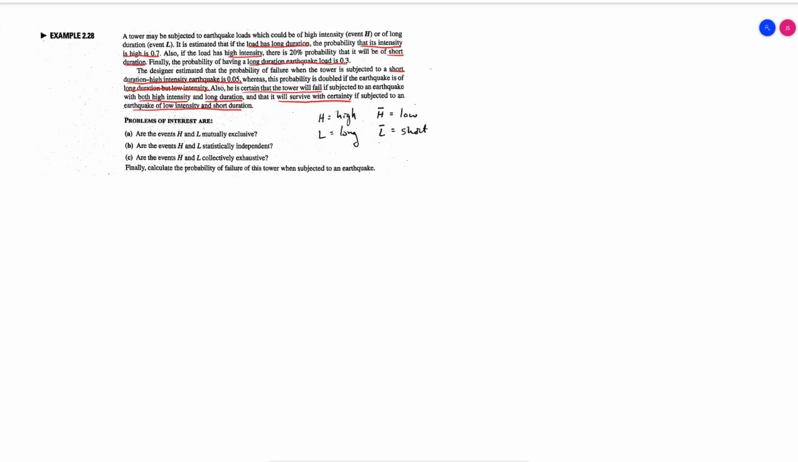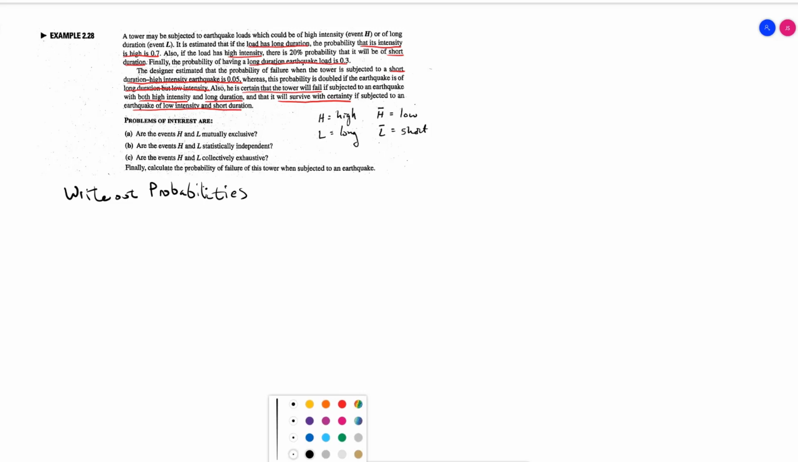So the problems of interest: are the events L and H mutually exclusive? So H and L mutually exclusive. Are they statistically independent, and are they collectively exhaustive? And then finally, we'll calculate the probability of failure if there's an earthquake, just any earthquake in general. So first things first, let's write out the probabilities of everything that we're given. Let's start from the top.